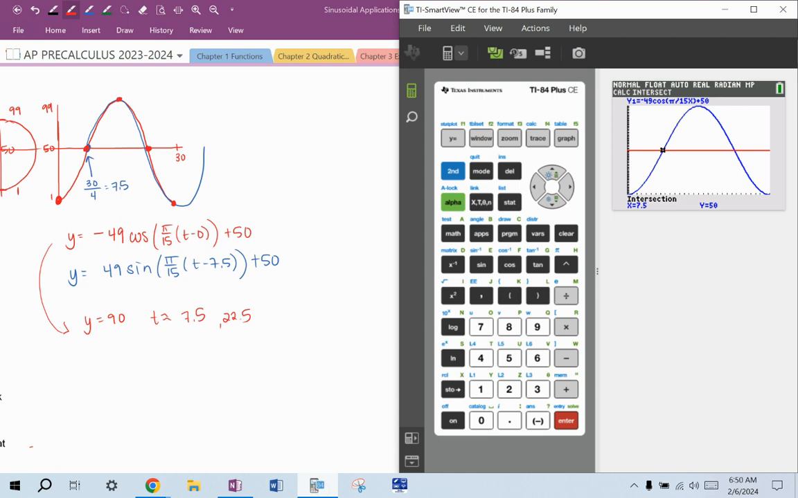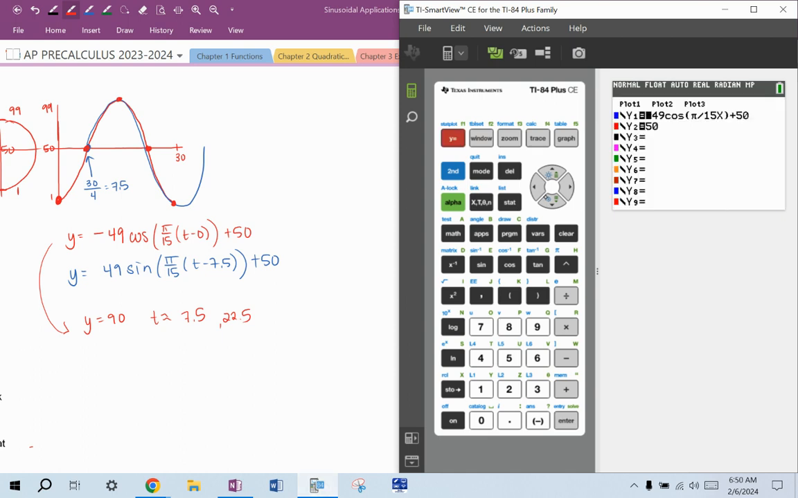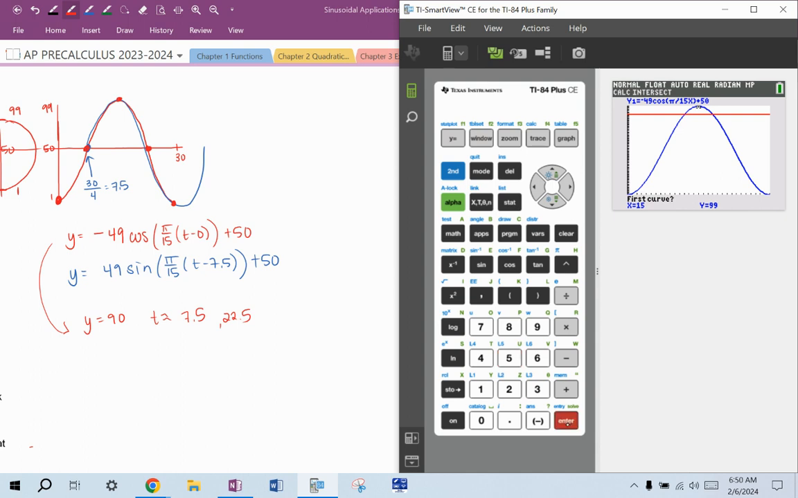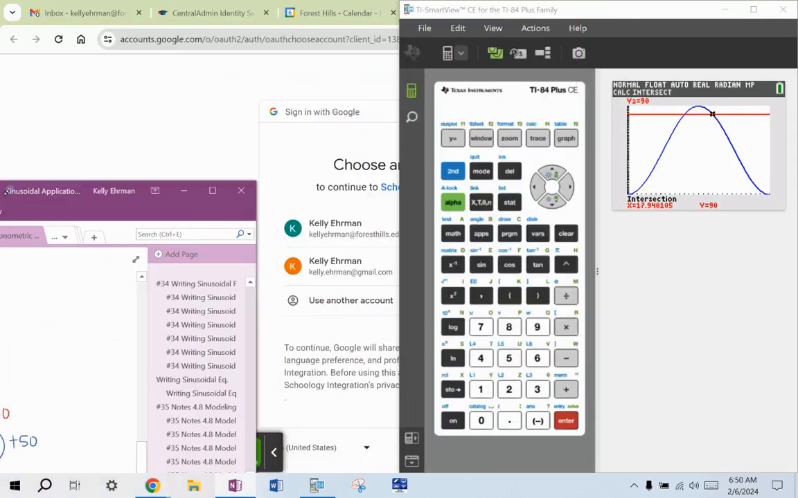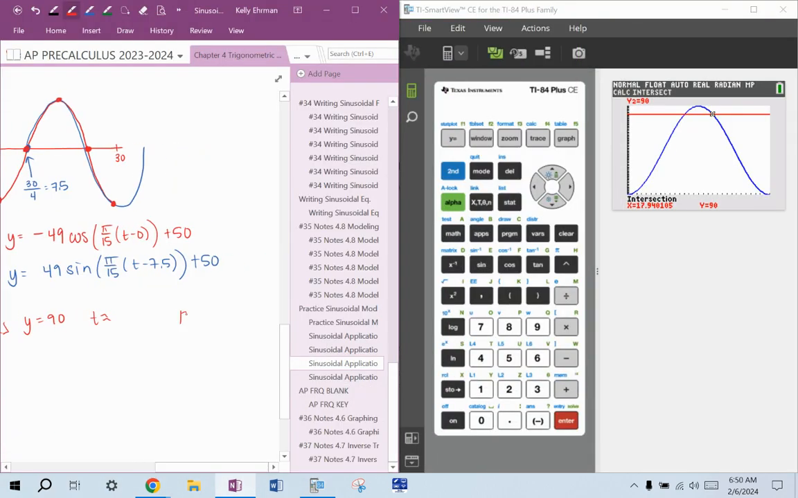Oh, wait. Sorry, I set this equal to 50. I was supposed to do 90. Oop. Try that again. Okay, sorry about that. So let's make this 90. 17.940 and 12.060, and those are labeled in seconds.